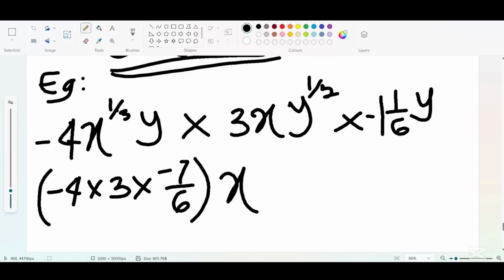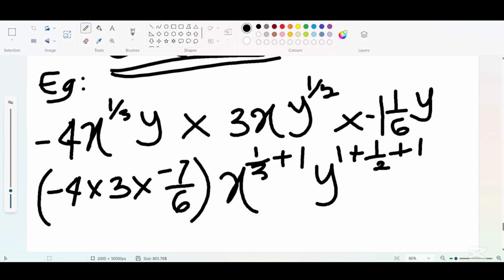The first power of x is 1 over 3. Here it is 1. So 1 all over 3 plus 1, because they are multiplying, we add the powers. Then y is going to be 1 plus 1 all over 2 plus 1. So we add the powers. So the power here is 1, the power here is 1 over 2, and the power here is 1.